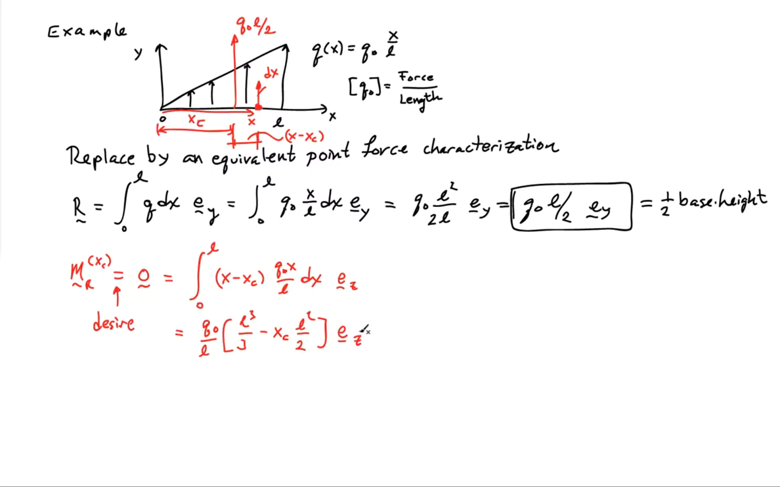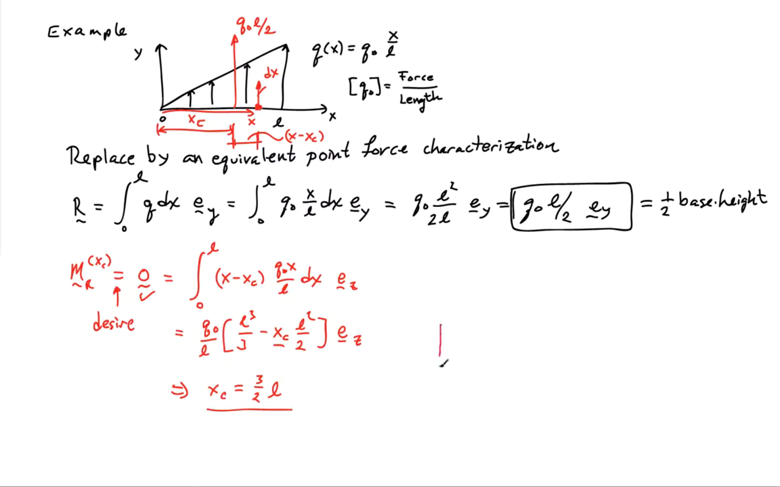And so, I want this to be equal to 0 here. So this gives me a formula to solve for xc. So I can go ahead and solve for xc to ensure that the quantity is equal to 0, and then I find that I get 3/2 L for the location of the load.